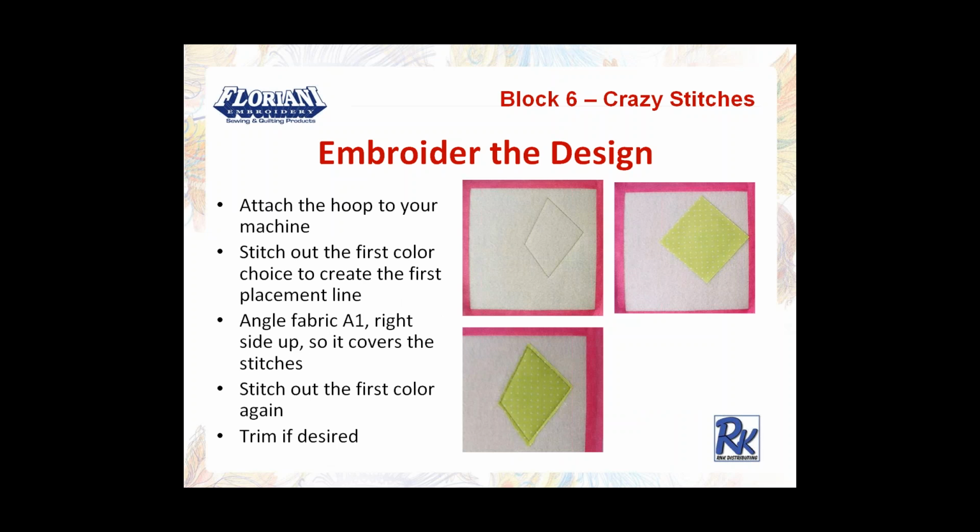Then the machine should stop. You're going to angle fabric A1 right side up so it covers the stitches. Now, most of the fabric is going to go right side down as we put it in here. This is the exception. The first piece goes right side up. And you're going to stitch out the first color again. So that means you're going to go back in your machine steps and restitch that first color. We didn't put an extra set of stitches in the design because you can just use the stitch over again. And then if you want to, you can trim the fabric close to the stitching to reduce a bit of the bulk in the design. If you don't trim, it's not the end of the world.